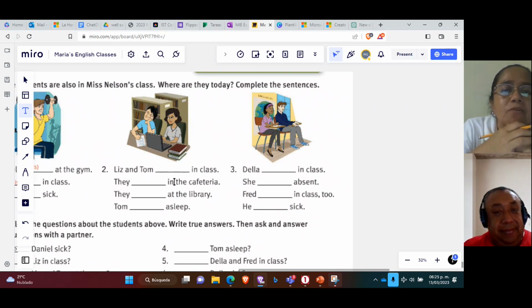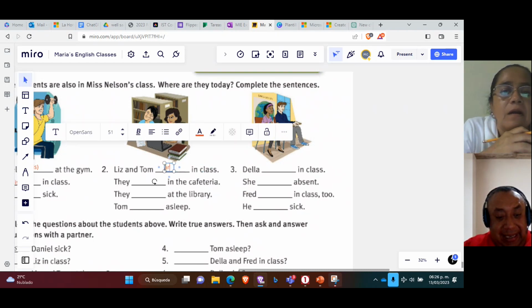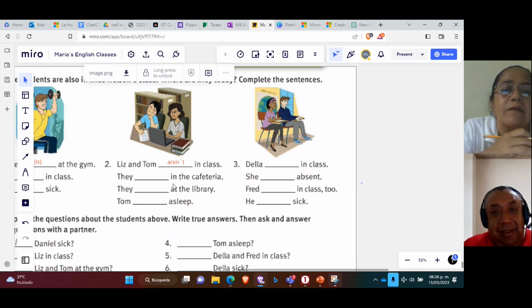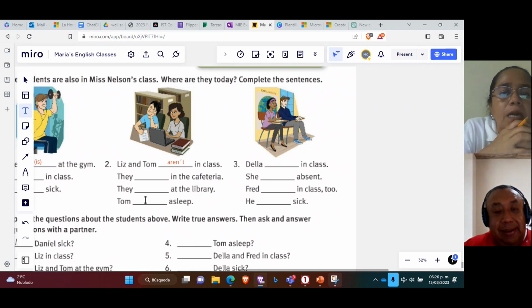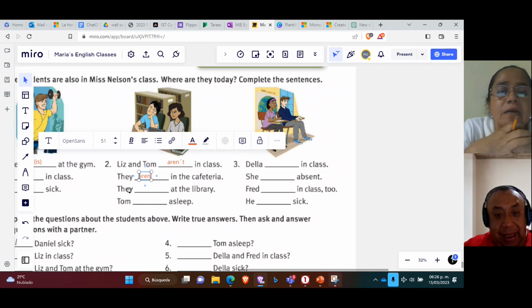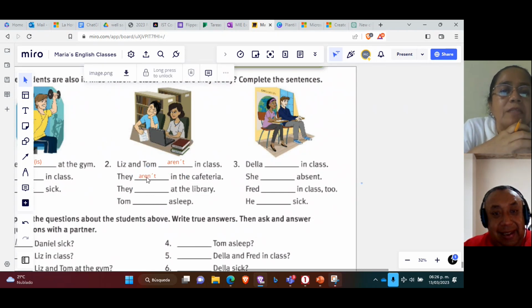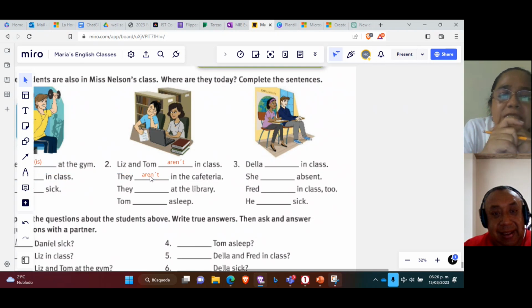¿Cómo se dice, Mari? No están. They aren't. Liz and Tom aren't in class. Mire, y dice, ellos en la cafetería. Obviamente, ellos no están en la cafetería, ¿no? They aren't, ¿no? Ellos no están. Todas son formas negativas.